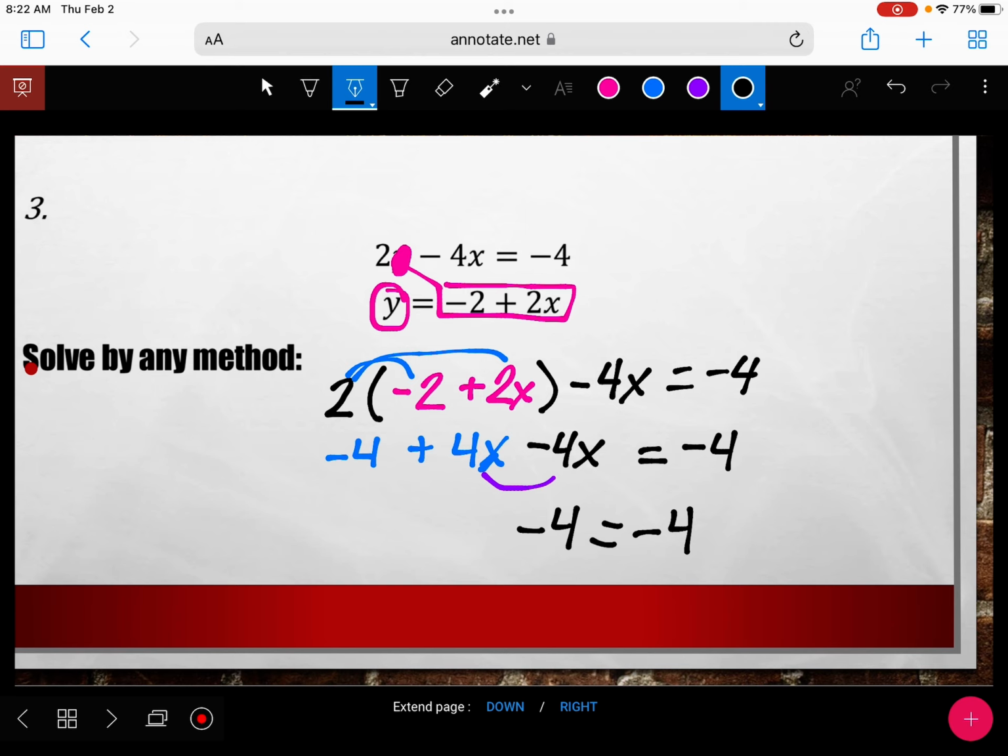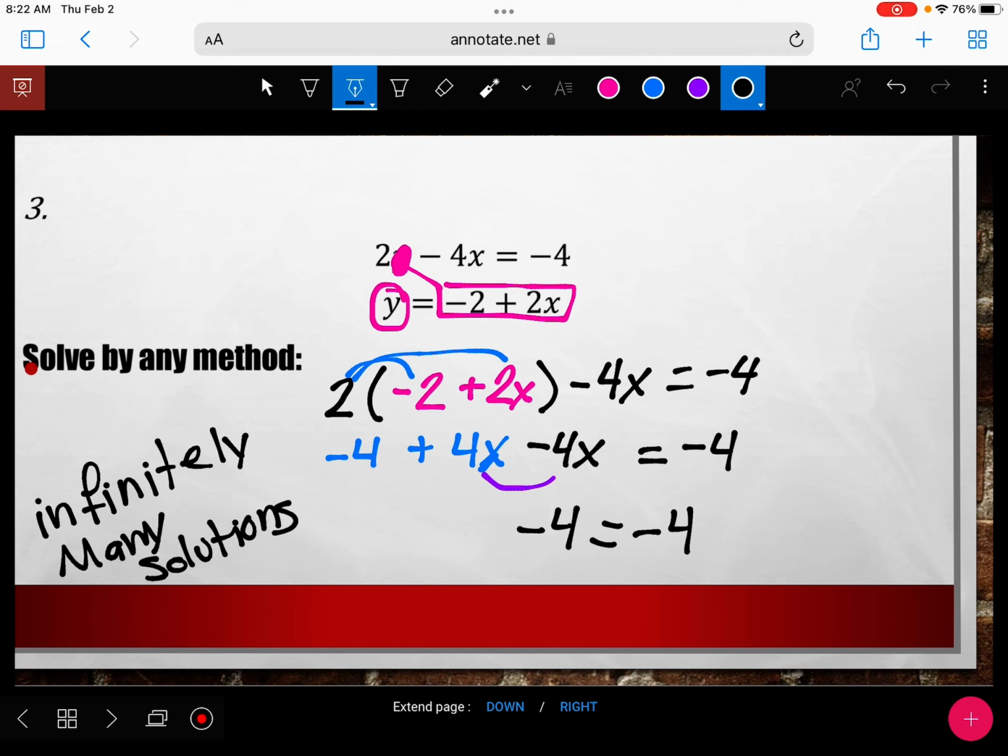Infinitely many solutions. I wind up with something that is inherently true. This is infinite. There we go. Many solutions. Feeling lazy, you can do the infinite sign instead of the word infinitely.